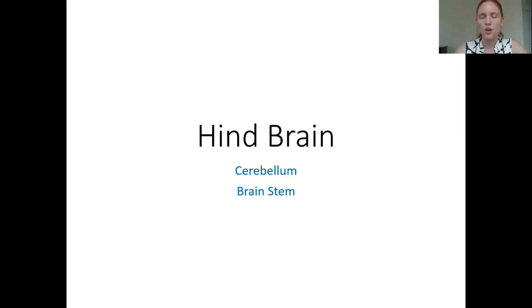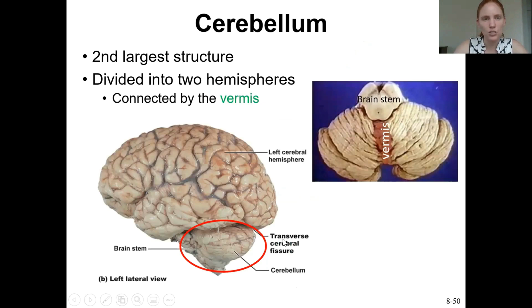That brings us to the hindbrain, which includes the cerebellum. Here is the cerebellum. Remember that this area that's all wrinkly is the cerebrum. This is the cerebellum with the two L's in there. To me, it looks a little bit like a ball of spaghetti, like if you took spaghetti and balled it up. Running down the middle, connecting the two hemispheres of the cerebellum, is called the vermis.